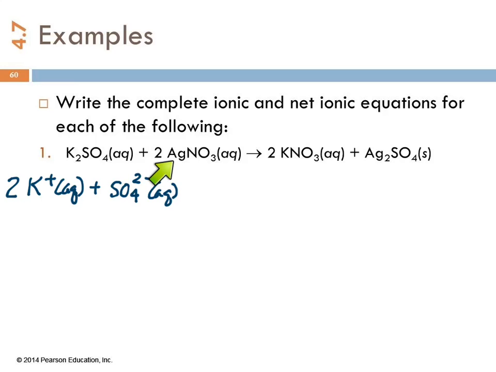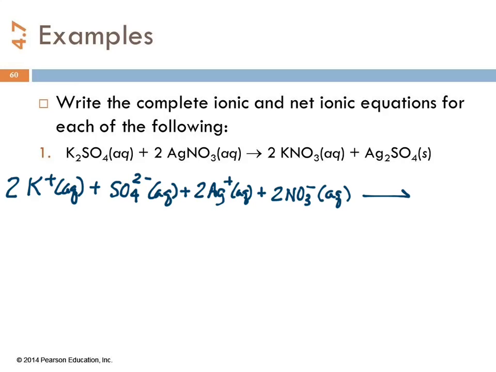And then here we have silver and nitrate. And this has a 2 in front of it. That means we've got 2 silver ions and 2 nitrate ions. Now you can do this without carrying those numbers down, but then you're going to have to balance the equation at the end. And I'd rather just carry the numbers around and then not have to balance it because it'll already be balanced. So there are the reactants.